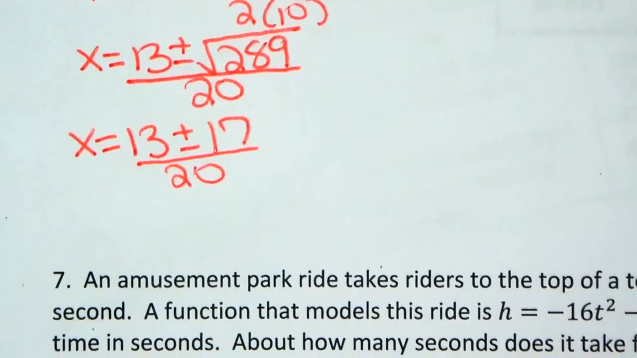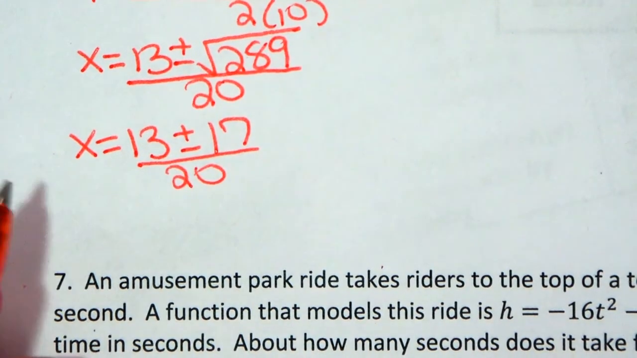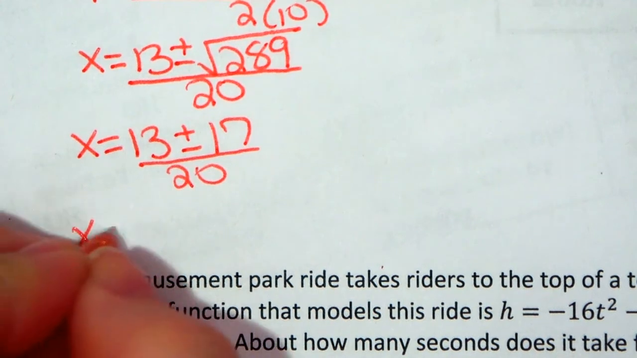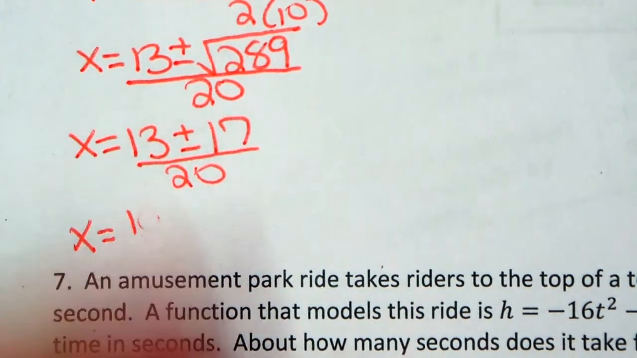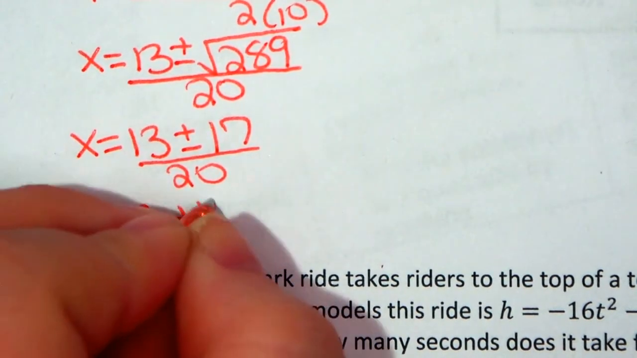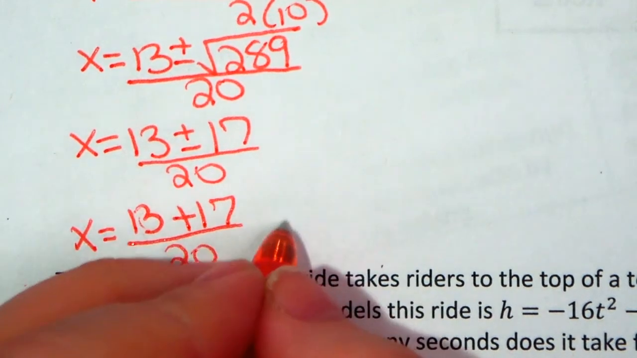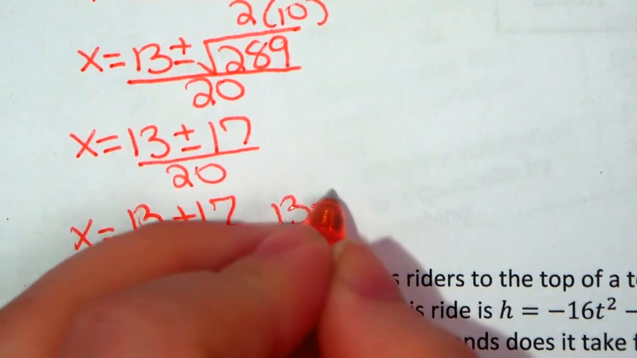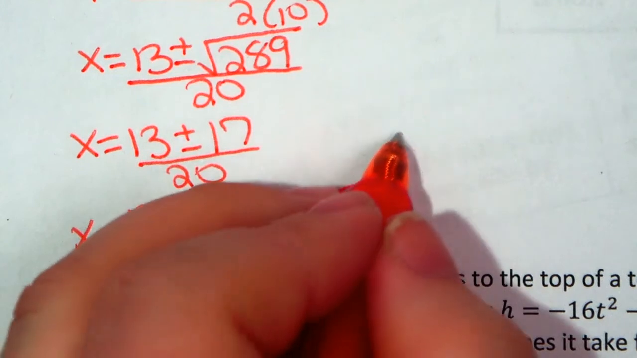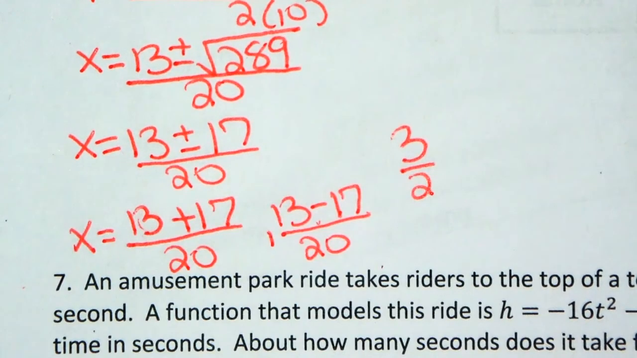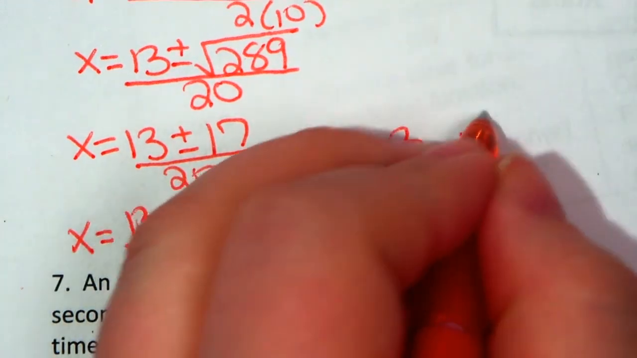This means that I'm going to need to actually simplify all the way to rational answers. So I'll have 13 plus 17 over 20. And I'll have 13 minus 17 over 20. So 13 plus 17 over 20 gives me 3 halves. And then 13 minus 17 over 20 gives me negative 1/5.